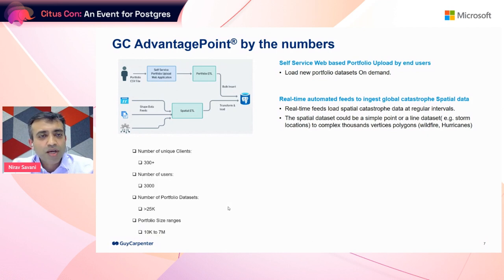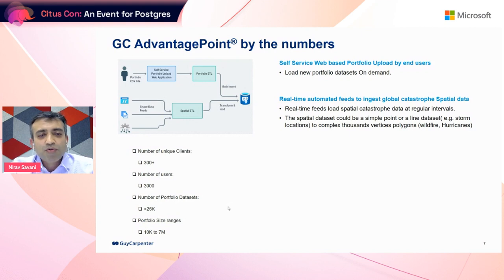And just to give you an idea about some statistics, from back when we started a few years ago to now, what kind of workload are we talking about? We have more than 300 clients using this system, and between each client, as I said, there could be multiple users: an underwriter, a claims analyst, their manager. So we have more than 3,000 users. Over the years, we have upwards of 25,000 portfolio data sets loaded. This portfolio data set is, as I mentioned, nothing but their book of business, their catalog of all their policy locations identified with a unique portfolio name or portfolio ID.